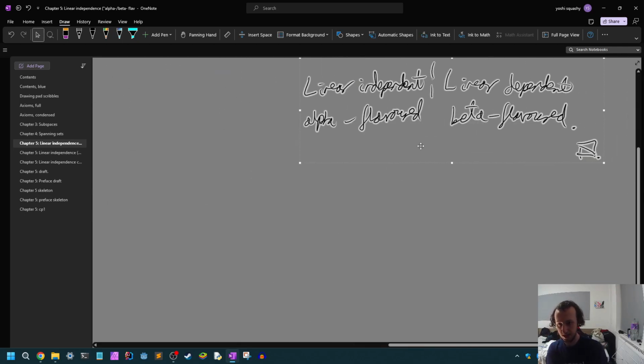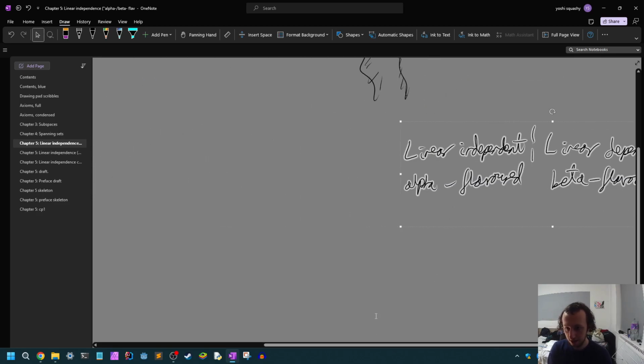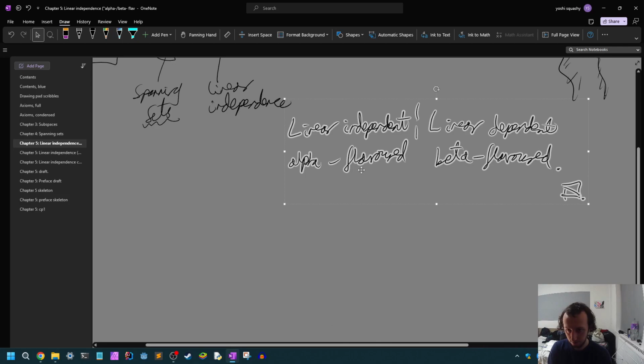I've got this sort of notation idea. Oh, I don't know why I didn't just drag it. I don't know why I copied it. Oh well, we're here now.